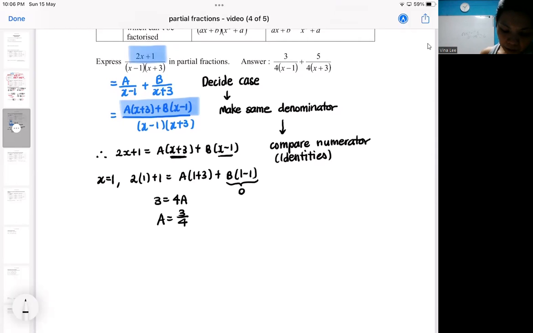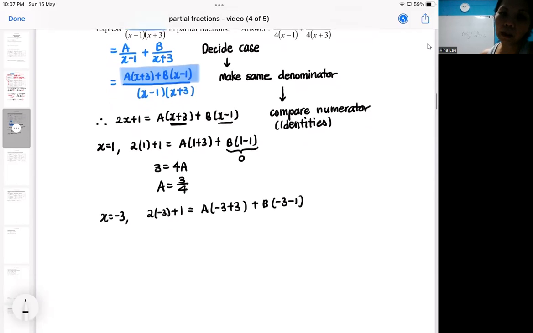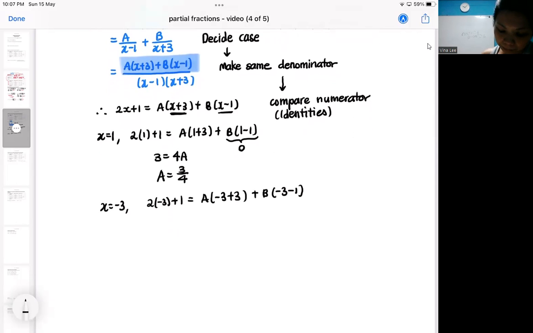There's another value that can make the bracket 0, which is -3. Make sure you substitute carefully, or else you will make careless mistakes super easily. So this is the part that becomes a 0.